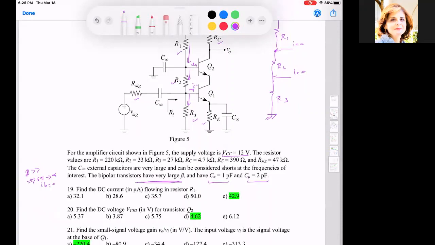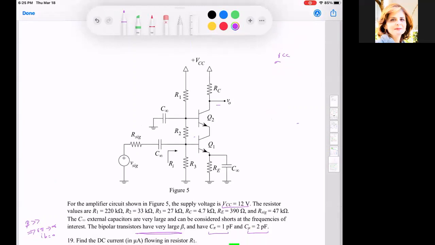Okay, now he's asking me about VCE. So he wants to find VCE 2. Let me erase this and let us look for VCE 2, which is the voltage across this here. So VCE 2 is here. What is it? And for me to know this, he already gave me some hint.